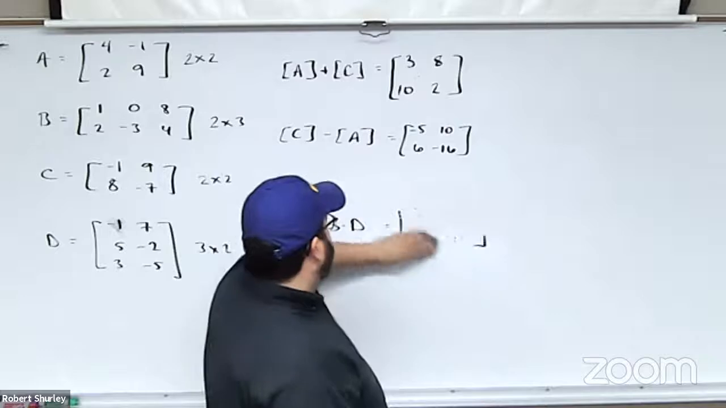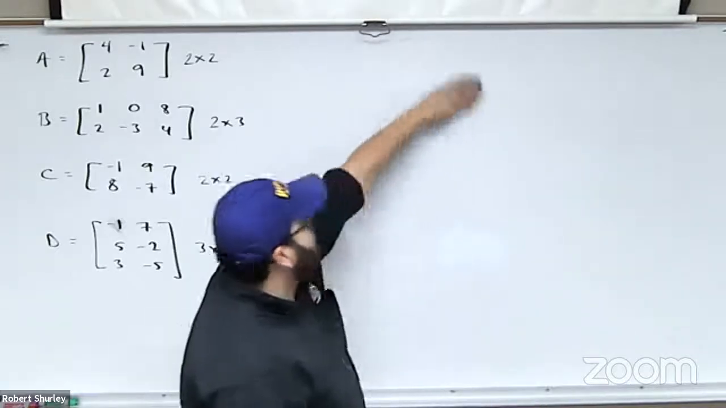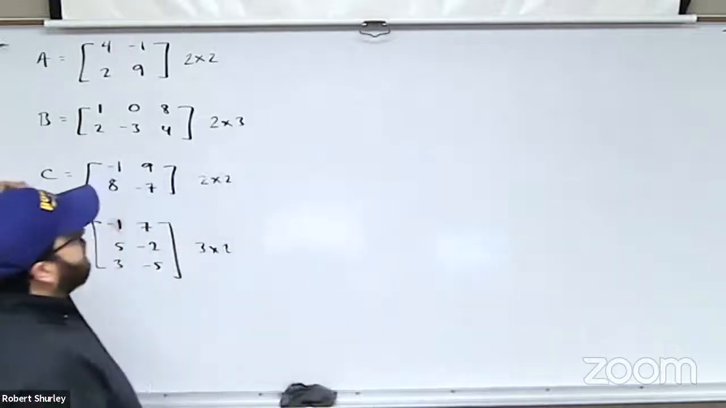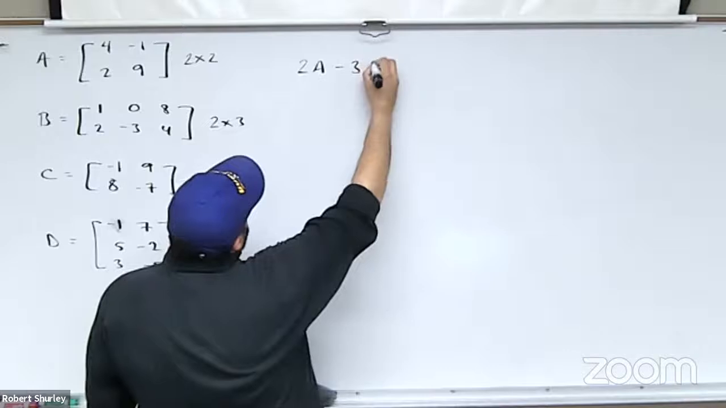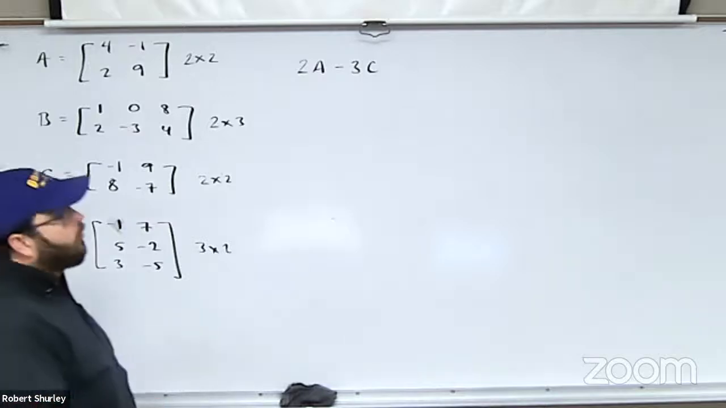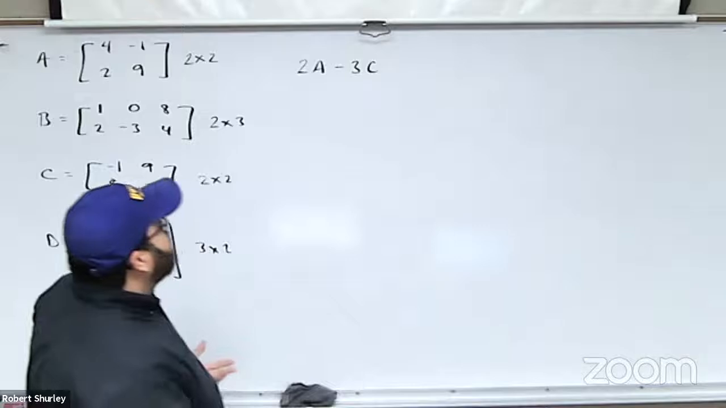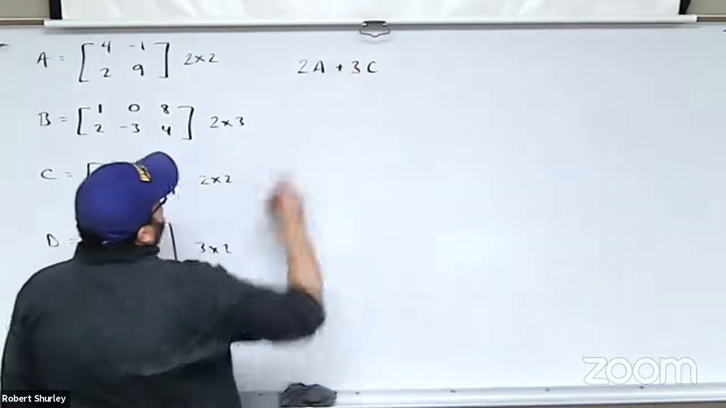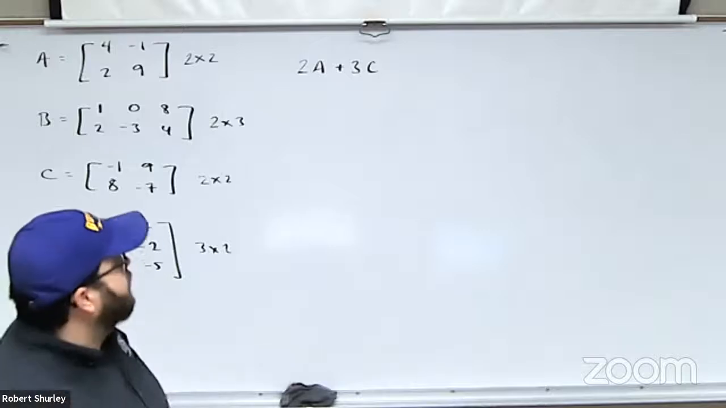Again, I'm going to use A and C here. So let's say we had 2A minus 3C, okay? Well, now look, this follows basic order of operations. You're going to multiply before you do the subtraction. Actually, let's make this addition just for fun. So you're going to do the multiplication before you do the addition.